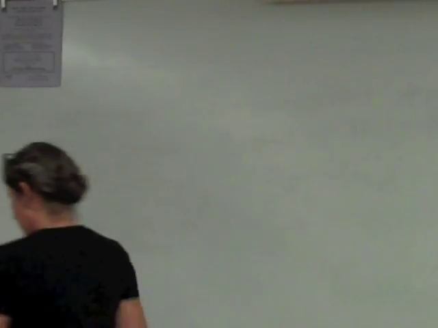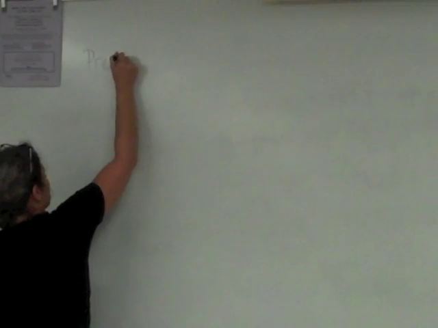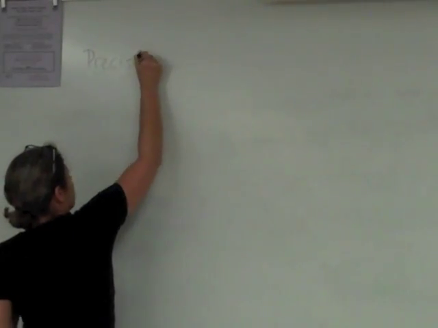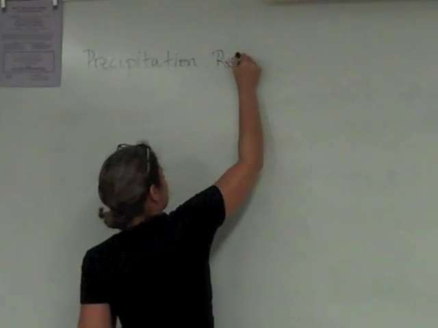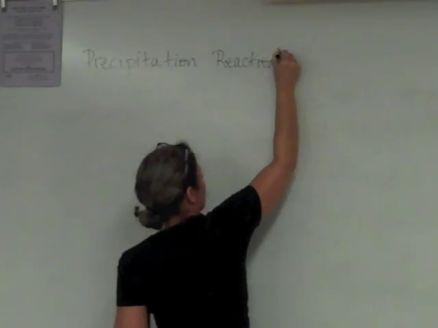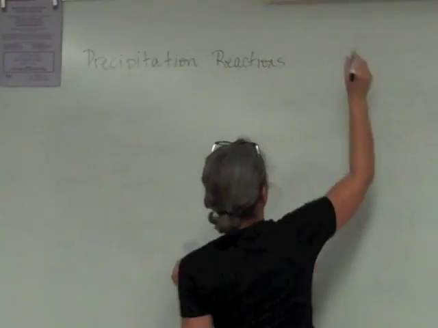Today is precipitation reactions, and today you are going to learn how to write a net ionic equation as well. Precipitation reactions. We are at the 16th.